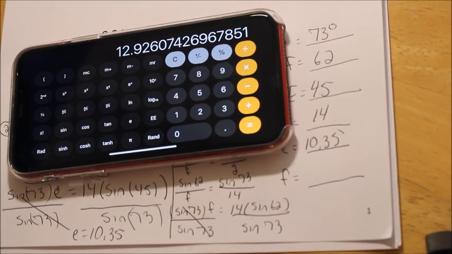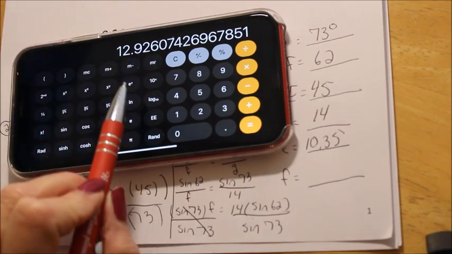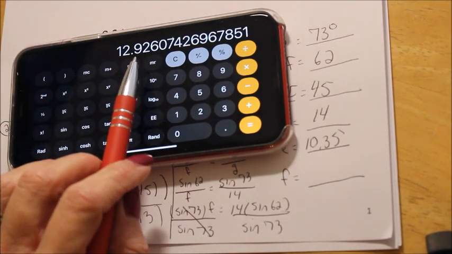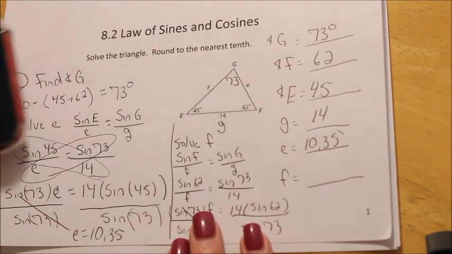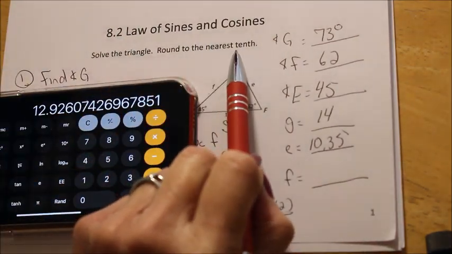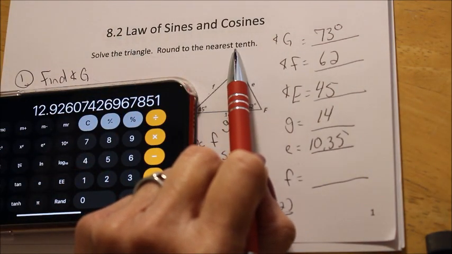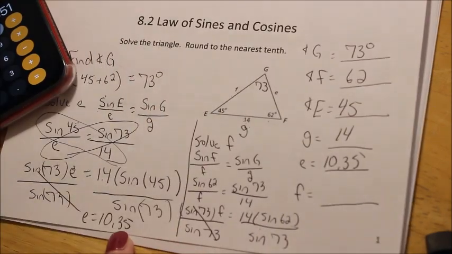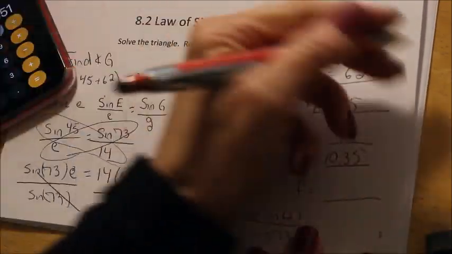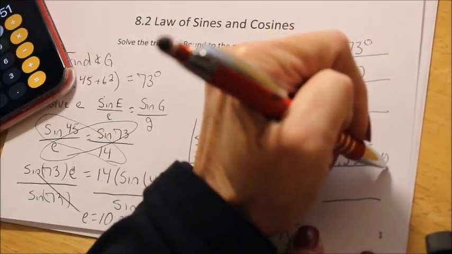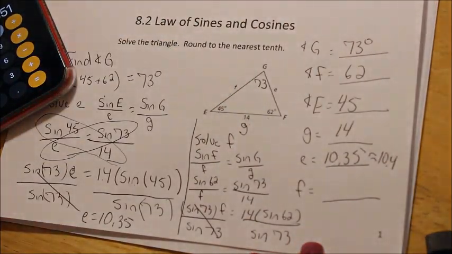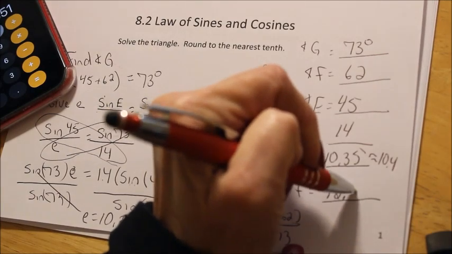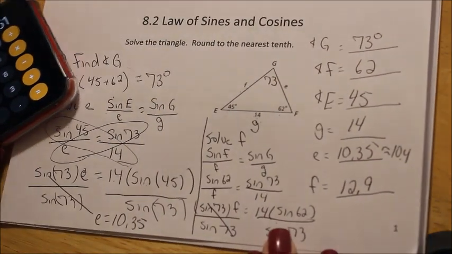And we're going to get about 12.93. It says to the nearest tenth. What was this one? This one was 10.4 if we rounded to the nearest tenth. I didn't read the directions. Okay, so the 2 is not going to round the 9, so I'm just going to leave it as 12.9. And there you have it.